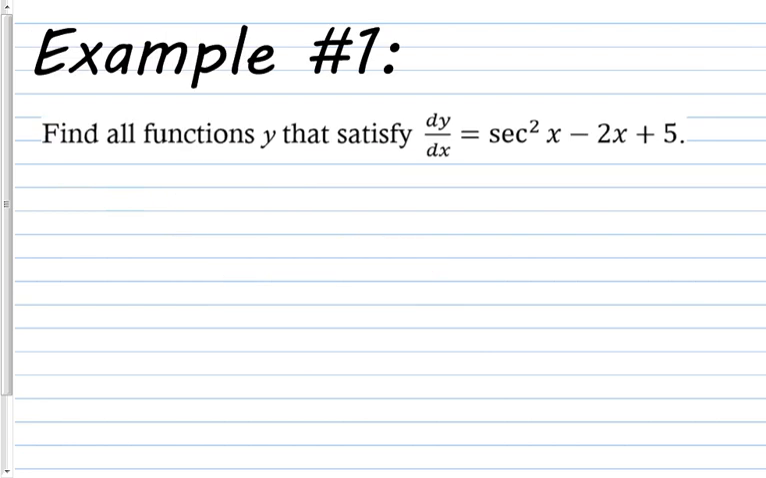Okay, example 1. Find all functions y that satisfy dy dx equals secant squared x minus 2x plus 5. So find all of the functions that would actually work with this derivative. Basically, I'm asking you to find an equation that I can derive and get this as my derivative.